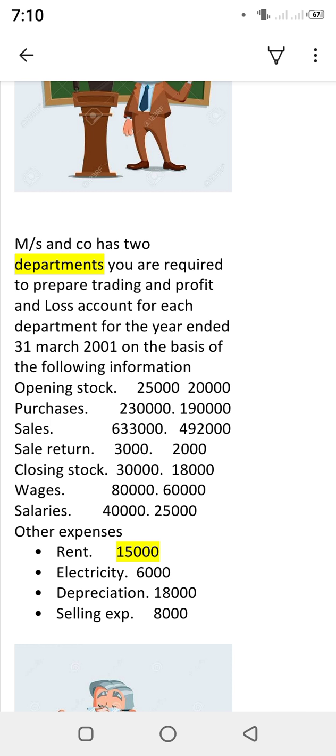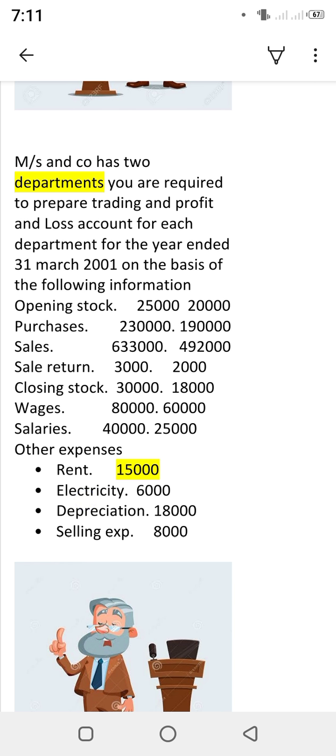Mr. S and Corporation has two departments. You are required to prepare trading and profit and loss account for each department. Mr. S and Co is the name of the organization. It has two departments. You are required to prepare trading and profit and loss account for each department, columnar, for the year ended 31st March 2001. On the basis of the following information, opening stock will appear on the debit side of the trading account: 25,000 for department A and 20,000 for department B. Purchases is 2,30,000 for department A and 1,90,000 for department B, appearing on the debit side of the trading account.